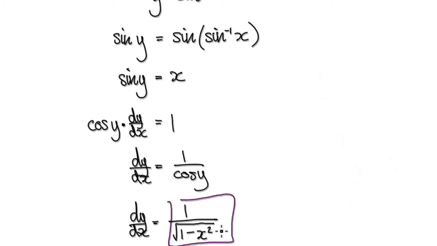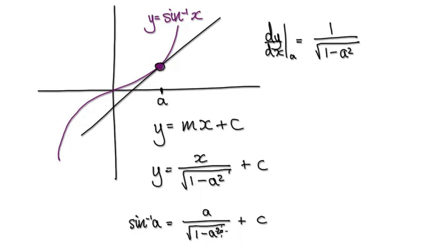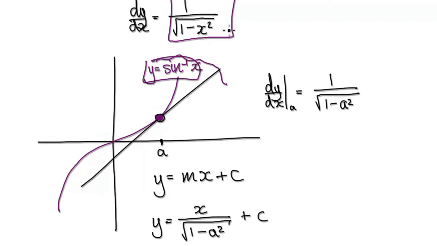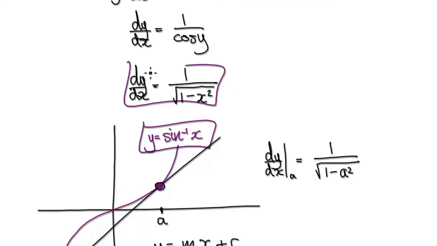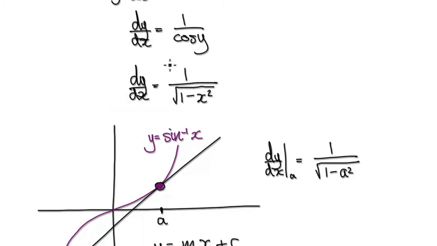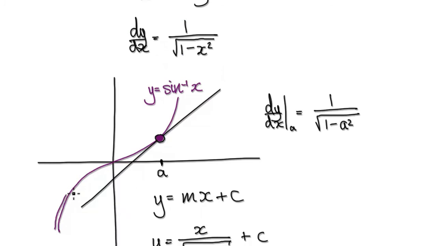So let's go back to the beginning. We are trying to work out the gradient of this. When you differentiate this, it will give you this. So this thing here allows us to work out the gradient anywhere along this line, anywhere along this graph. But the thing is, we want it precisely at A. So we need to evaluate this at precisely A.